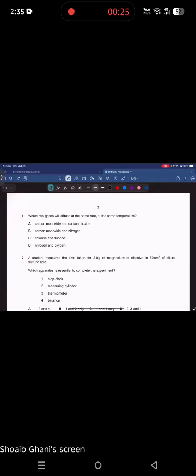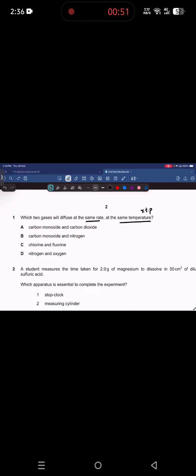Question number 1. Which two gases will diffuse at the same rate and the same temperature? We can consider the temperature as RTP, room temperature and pressure, the conditions here. Then we have to check the same rate. For the same rate, both gases will have the same mass here, no? Mr must be the same.